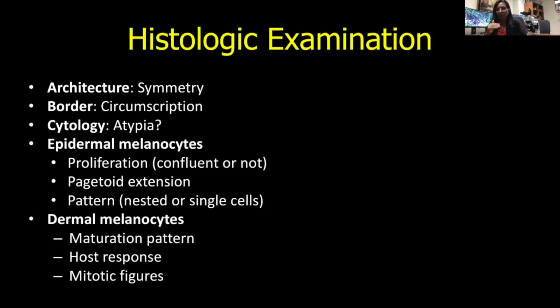In the dermal melanocytes, of course, we have to pay attention to the maturation pattern. That means the top melanocytes are more nested and more epithelioid, and gradually they become smaller, and at the end look almost like lymphocytes. That is the so-called maturation pattern with dermal descent. The other one is host response, which is basically the lymphocytic infiltrate. We look at whether the host response is a symmetrical lymphocytic response, or only one side has more lymphocytes and the other side doesn't. So the symmetry of the host response is also important. And finally, mitotic figures in the dermal melanocytes.